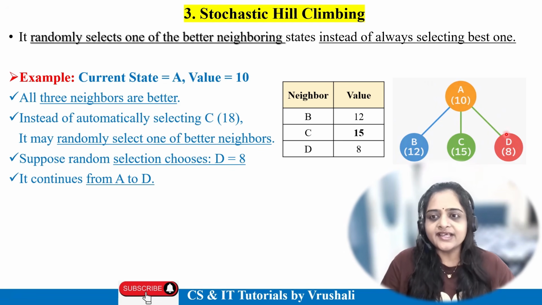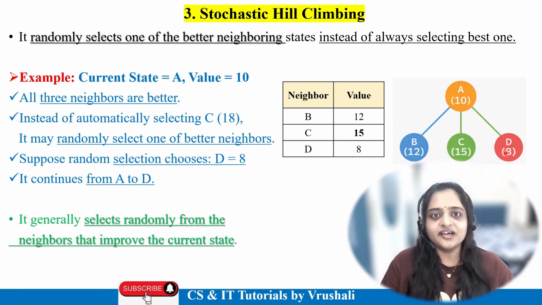For example, it selects the node D equal to 8. So it shows the randomness. It generally selects randomly from the neighbors that improve the current state, right? So it considers all possible states or possible solutions to see which one is better for the next state, okay? So it works on randomness.